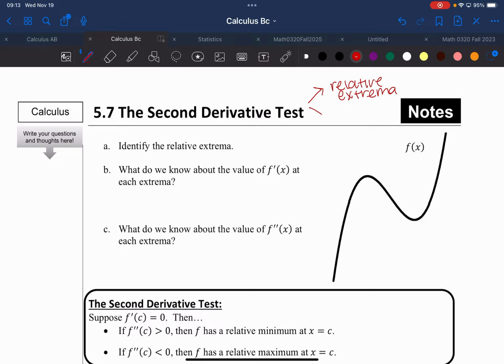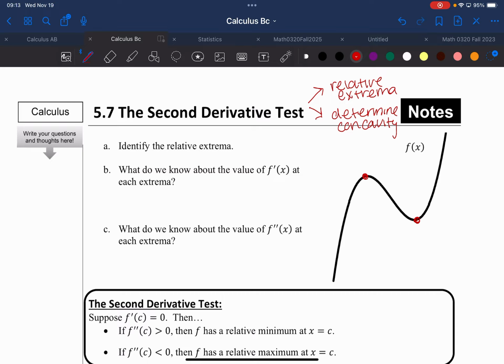It can also be used to determine concavity. So in part A, using the graph off to the right, it wants us to identify the relative extrema. And so for this, we're looking at either the peaks or the valleys. So when it's either concave down or concave up. Okay, so that means we have one right here and one right here.